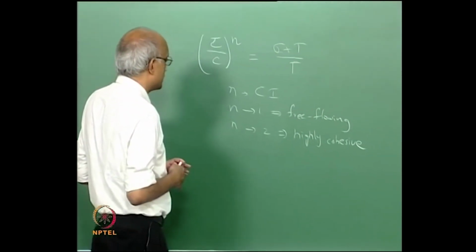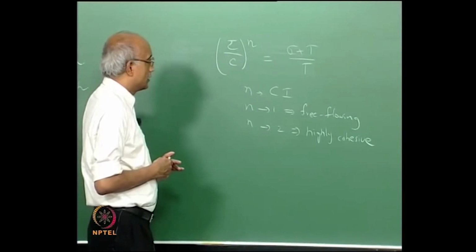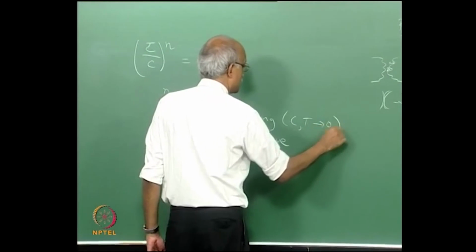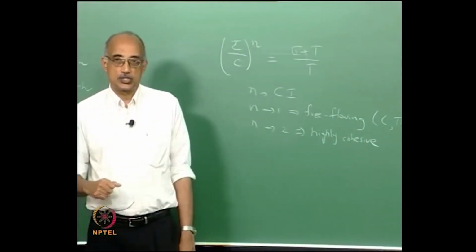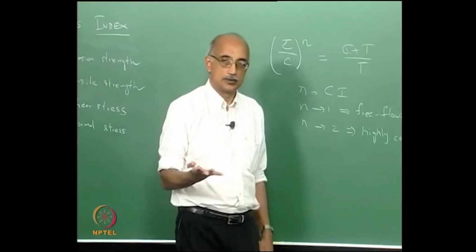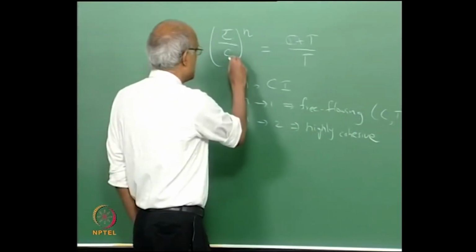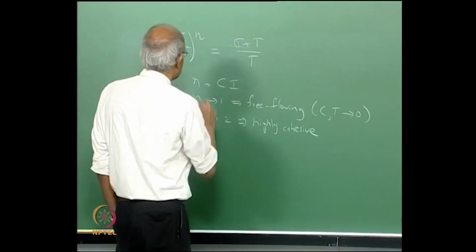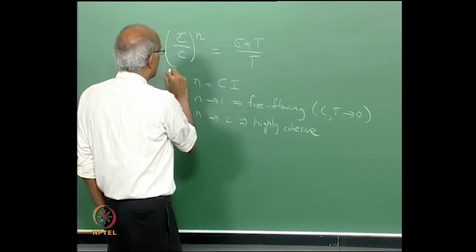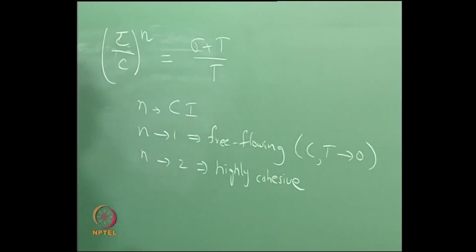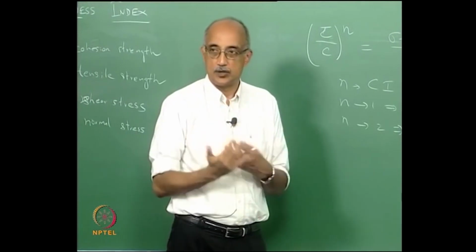Now, what do we mean by this? What does n tending to 1 mean? When that happens, C and T also tend to 0, because in the case of a free flowing mixture, essentially the cohesive strength is very, very low, tends to 0, and so does the tensile strength of the product. So C and T tend to 0, and tau then is equal in this particular case to sigma, that is the normal stress and the shear stress that are applied essentially are balancing each other when you apply it to the mixture.